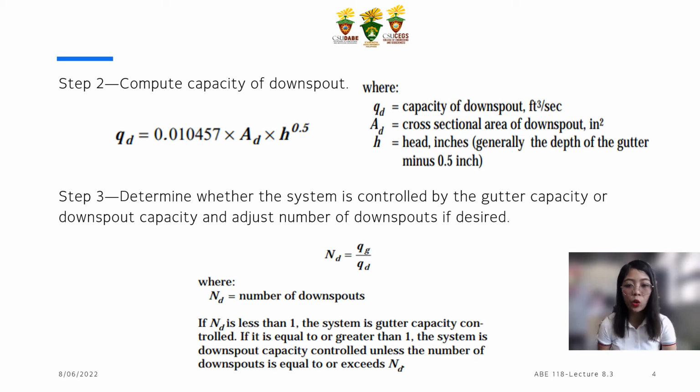For step 3, determine whether the system is controlled by the gutter capacity or downspout capacity and adjust the number of downspouts if desired. We have the number of downspouts equal to the capacity of the gutter over the capacity of the downspout. If the number of downspouts is less than 1, the system is gutter capacity controlled. If it is equal to or greater than 1, the system is downspout capacity controlled, unless the number of downspouts is equal to or exceeds ND, the number of downspouts.